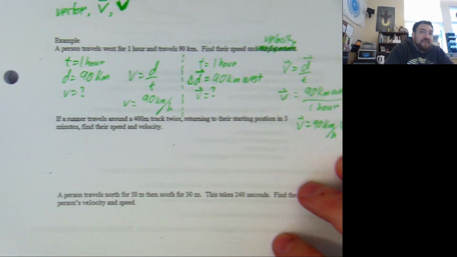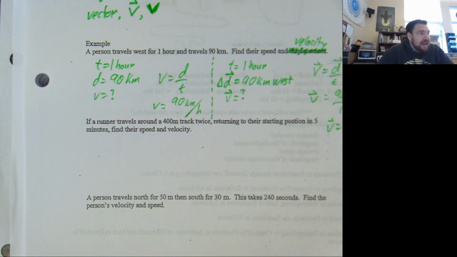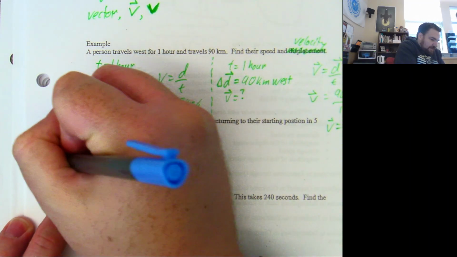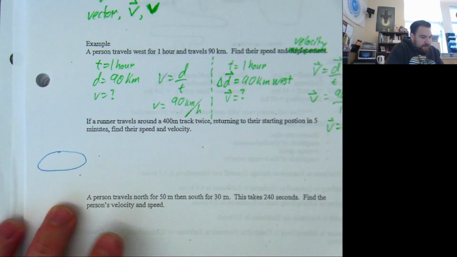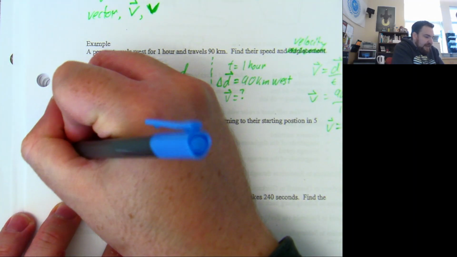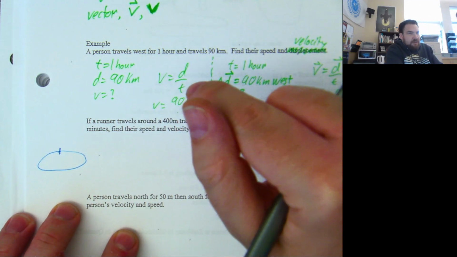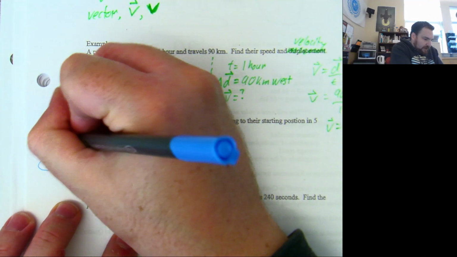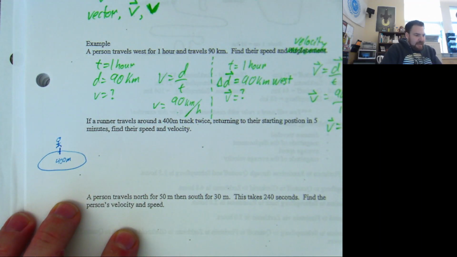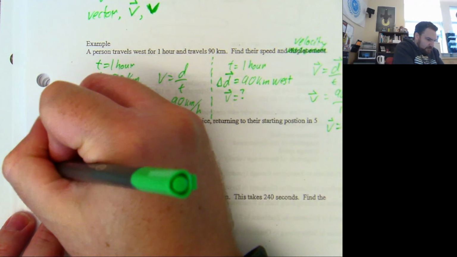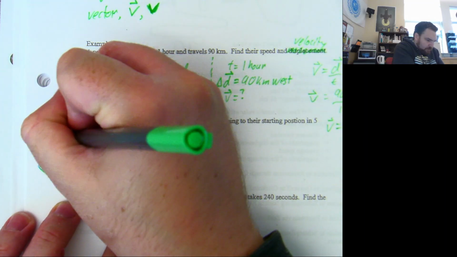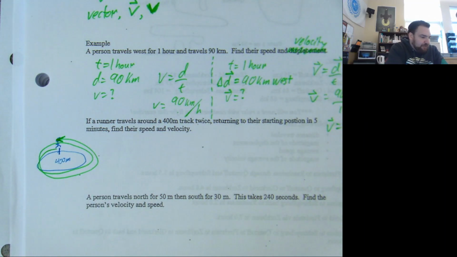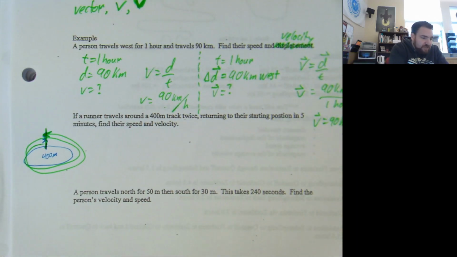So just so we're clear, I'm going to draw this. A track is typically an oval or an ellipse or a circle. So if this is our track, it's a 400-meter track, which means that going around it once is 400 meters. Here we are at the starting line, and a runner is going to go twice and returns to where they started from.